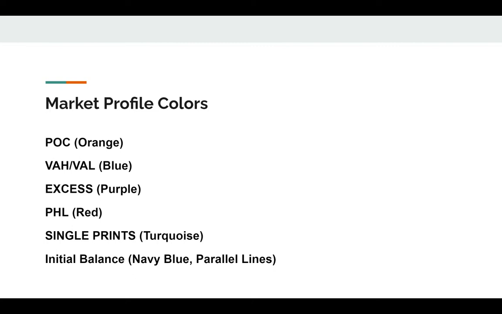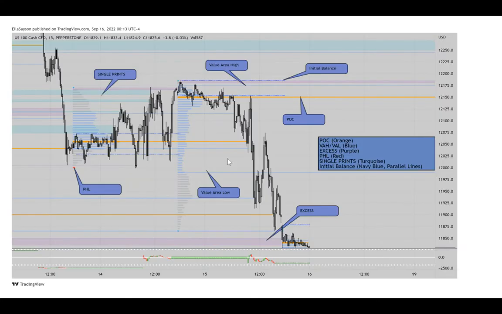So if it's a poor high, it's going to be at the high of the market profile. If it's a poor low, it's going to be at the low part of the market profile. And then single prints are these turquoise horizontal bars, or whatever. I don't know, they're not bars, but they're horizontal. And the initial balance is going to be navy blue. They're parallel lines with dots. I forgot to put that there were dots.